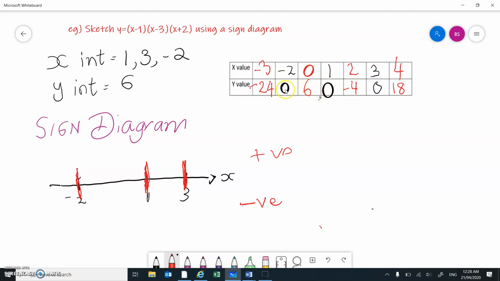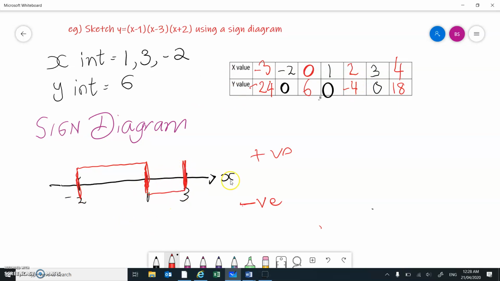The y value between -2 and 1 is positive, so we draw a line up here. It doesn't matter where we draw as long as it's in the positive region. It's just showing us what's happening to the y value, if it's positive or negative. Doesn't matter the actual value itself. So between 1 and 3, what's happening to the y value? It's -4. The negative region's down here. So that's why it's down here.